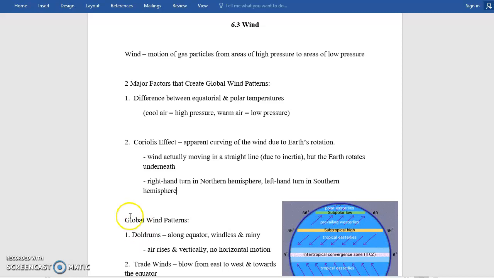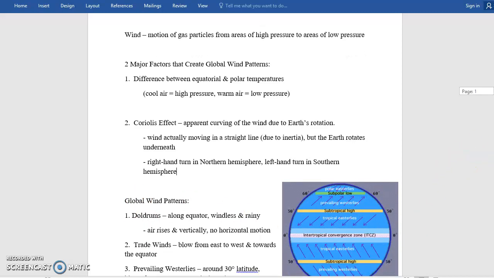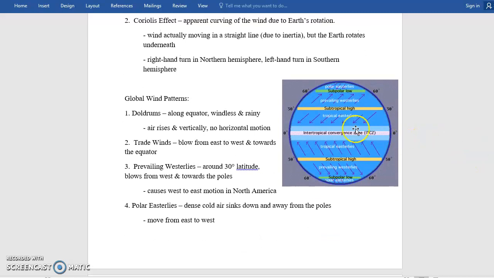Okay, so these global wind patterns. Here's a diagram showing them. They're very predictable depending on latitude and which hemisphere you're in. So starting at the equator, and then we'll move from there. Along the equator, there's an area that has very little wind. This is called the doldrums. It's sort of windless and rainy there.